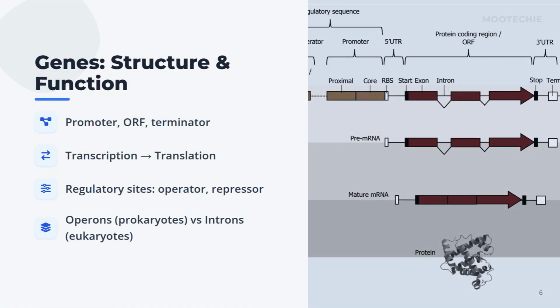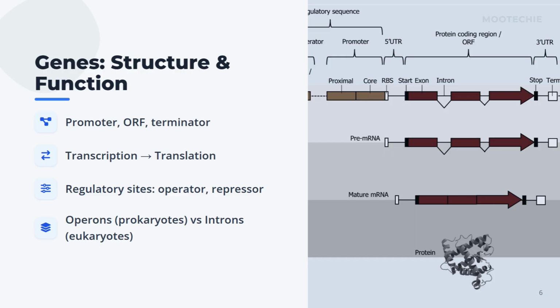Genes, structure, and function. This slide includes core regions, a promoter where transcription begins, an ORF or open reading frame which contains the code for a protein, and a terminator which signals the end. The process is transcription and translation, where DNA is copied to RNA, which is then read to build a protein. Gene expression is controlled at regulatory sites, operator, repressor. In prokaryotes, genes are often grouped into operons, clusters controlled as a single unit, while eukaryotic genes contain introns, non-coding sequences that are spliced out of the RNA before translation.